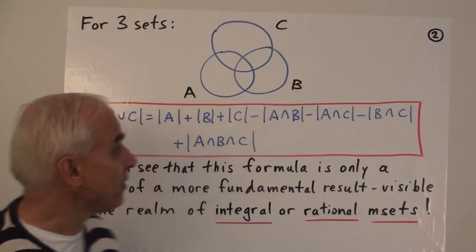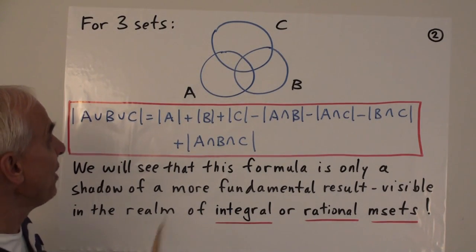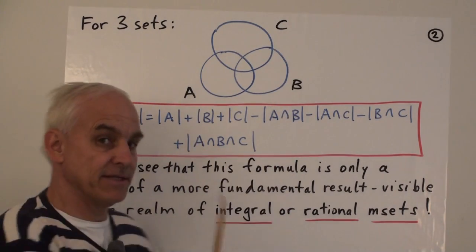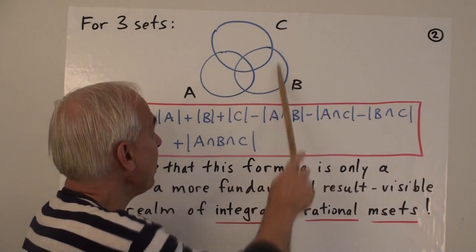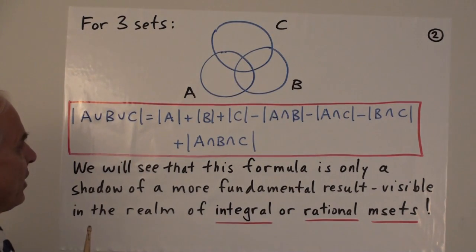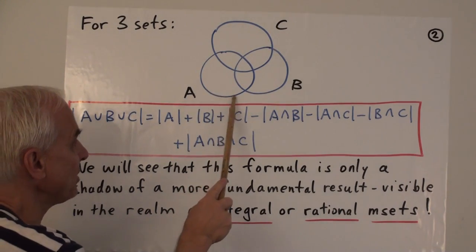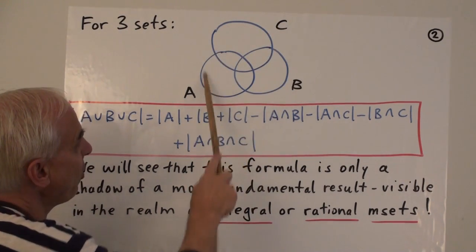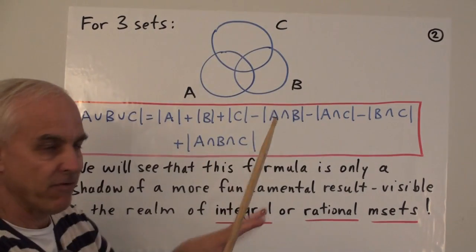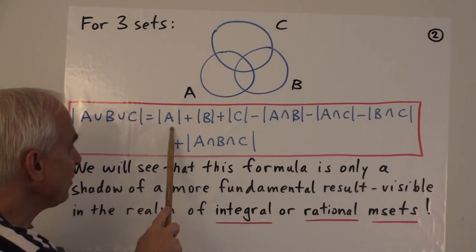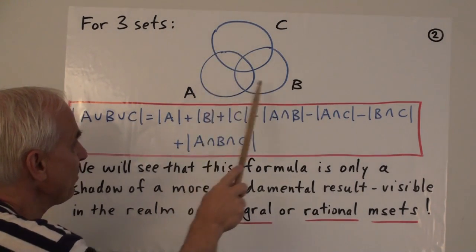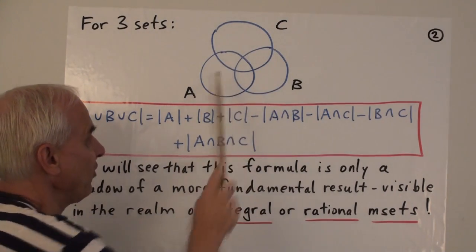Here is what the principle or theorem looks like for three sets A, B, and C, where the Venn diagram looks something like this. So the statement is that the size of A union B union C, in other words, the size of the whole conglomeration where we put everything together, is equal to the sum of the size of A plus the size of B plus the size of C.